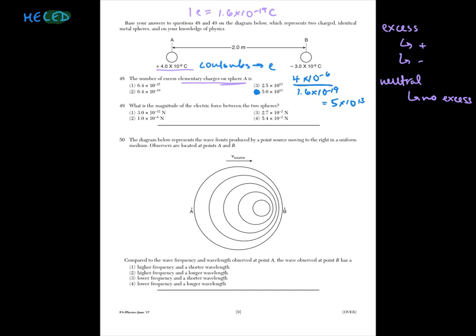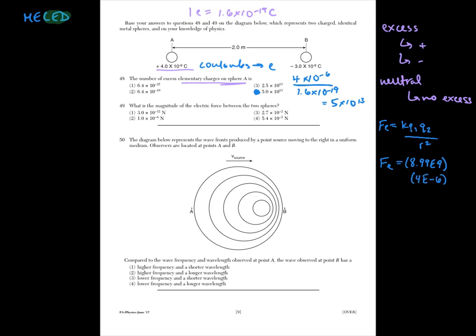Okay, number 49. What is the magnitude of the electric force between the two spheres? Now we're going to actually calculate the electrostatic force between them, and that's through Fe equals kq1q2 over r squared. K is a constant. It's on the front of the reference table. I'm not going to fit all these, so I'm going to use the E notation and not even put their units.